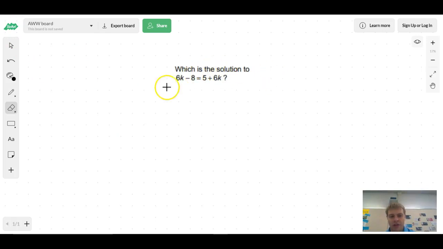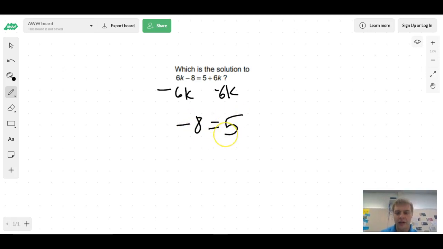Okay, so it says, which is the solution? 6k minus 8 is equal to 5 plus 6k. So let's solve this. Again, normally your first step is to get all the k's together. I'm going to subtract this 6k with this 6k. And when I do that, I'm going to get negative 8 is equal to 5. And I'm going to go, uh-oh, can negative 8 be 5? No, negative 8's not 5. That's not true. So this is a no solution.